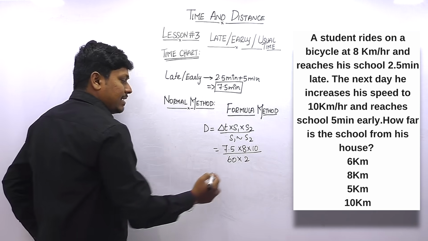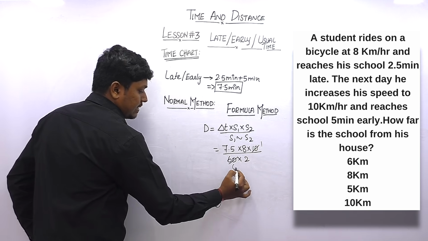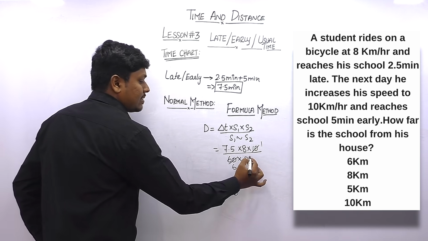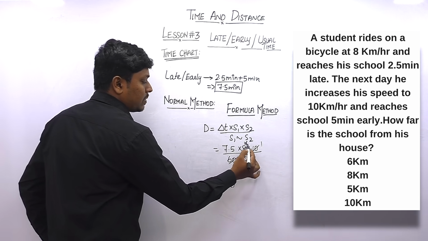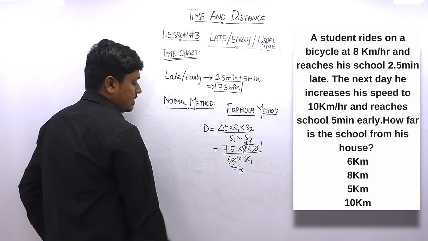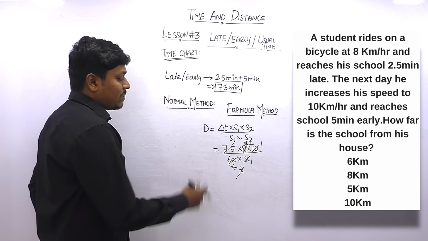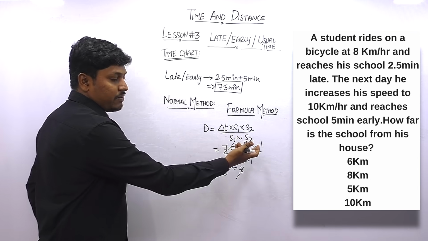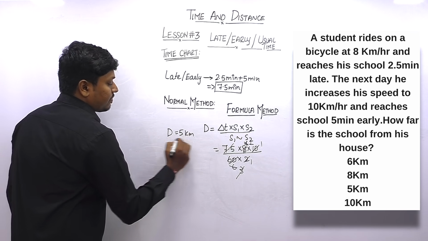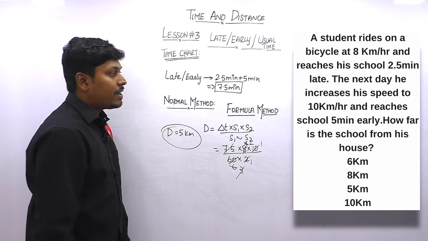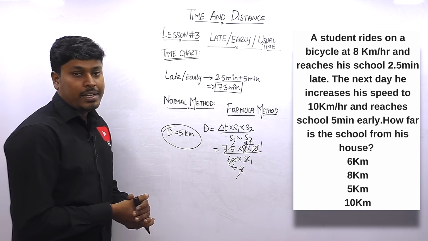So now you can easily cancel this. I think you can cancel 1 10s are 10. So 10 6s are 60. Again you can cancel this on 2 table. 1 2s are 2. 4 2s are 8. Again you can cancel this on 2 table. 2 2s are 4. 3 2s are 6. And you can cancel this on 3 table, which is 2.5. So once you cancel this to 2.5, then 2.5 into 2 will be 5 km. So the distance will be 5 km. This is by the formula method. So finally in both the methods we got the distance from his home to the school as 5 km.